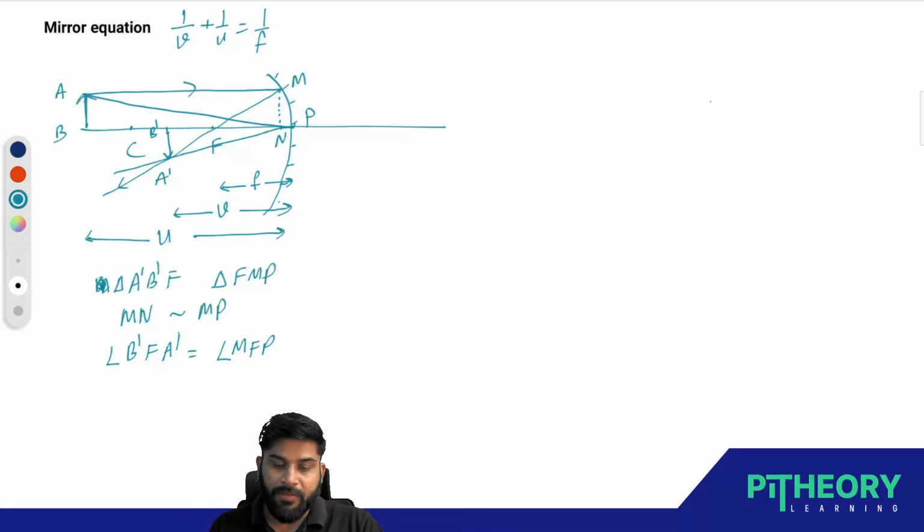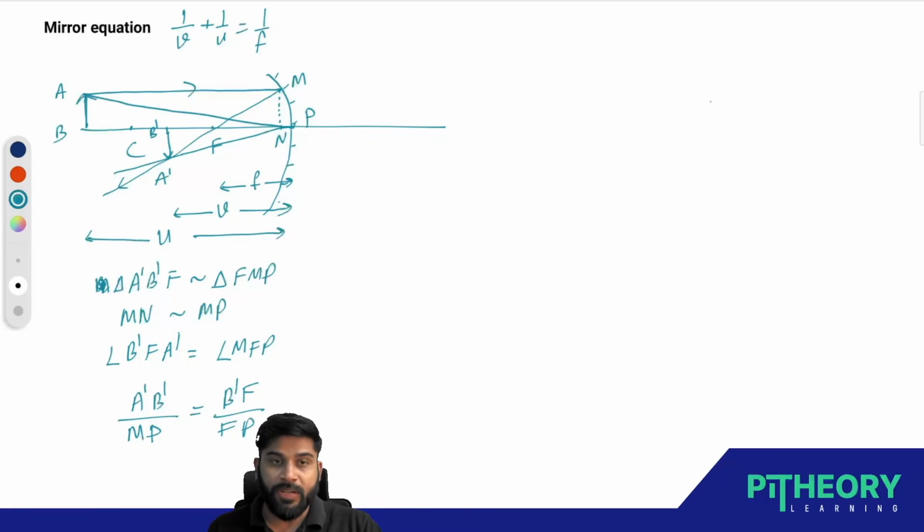Right. At the same time, you have one 90-degree angle also coming, so obviously all the three angles are the same. Correct. So by AAA similarity, you can tell that these two triangles are similar. If these two triangles are similar, their corresponding sides are in proportion. So you can write A dash B dash divided by the corresponding side, which is nothing but MP. And that is equal to B dash F divided by FP. Correct.